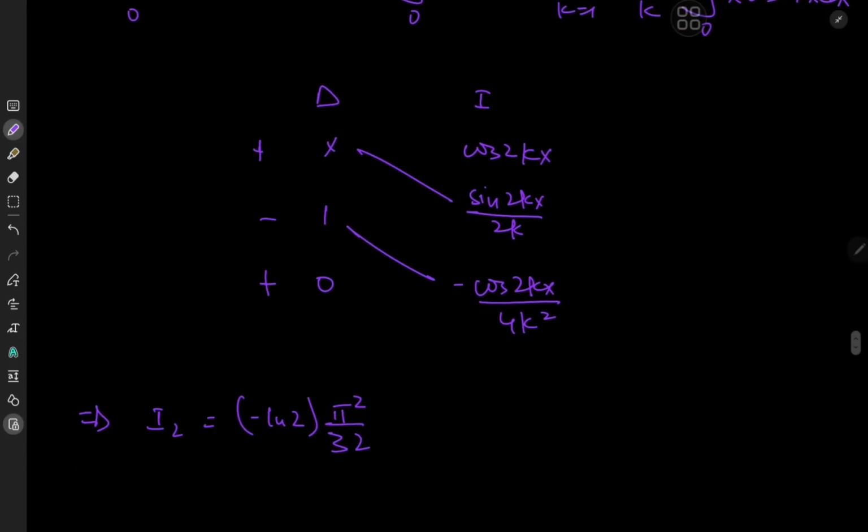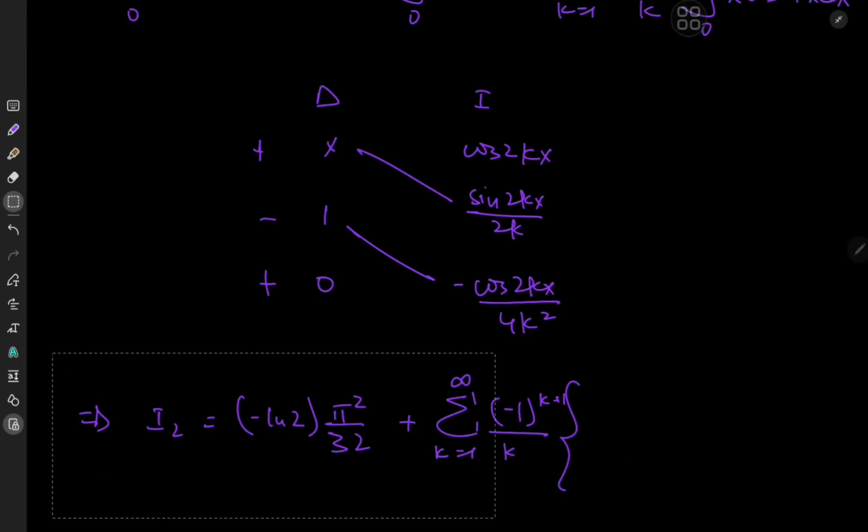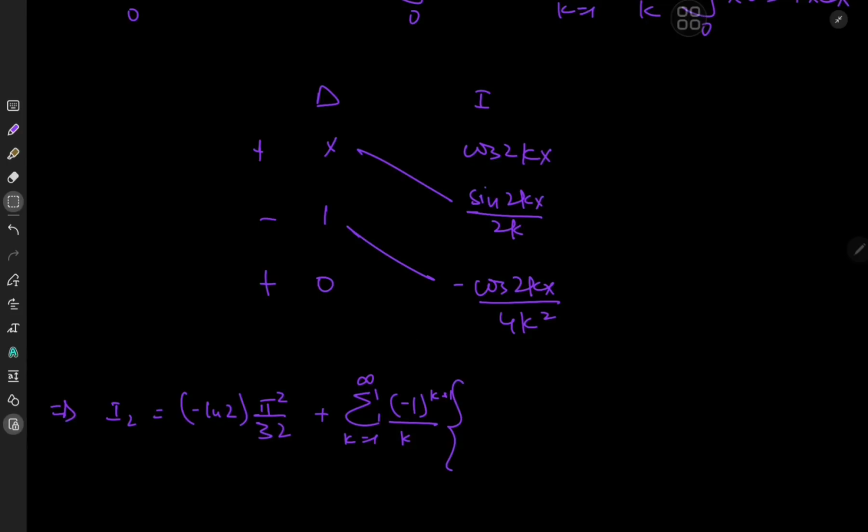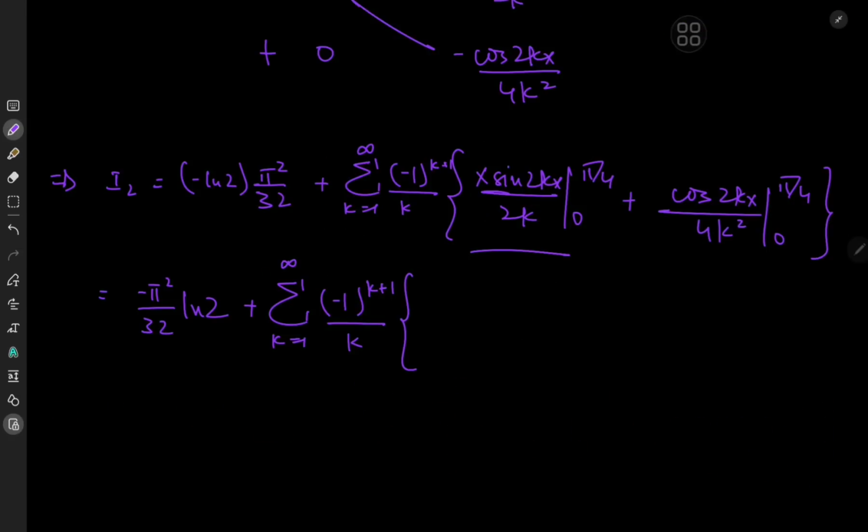Then we have a plus sign, then the sum over k of negative 1 to the k plus 1 divided by k times a bunch of terms. Let me just give myself some writing space. Much better. And we're left with x times sine of 2kx divided by 2k, with the limits being 0 and pi by 4, plus cosine 2kx divided by 4k squared, again with the limits being 0 and pi by 4.